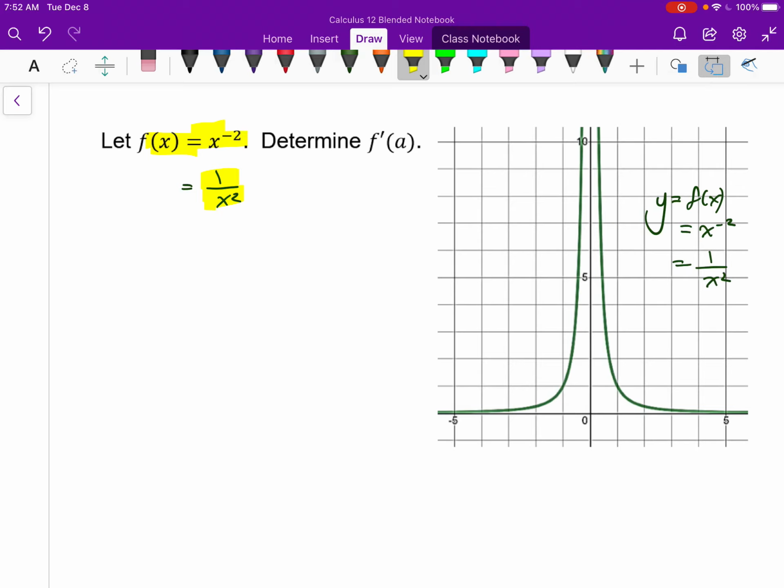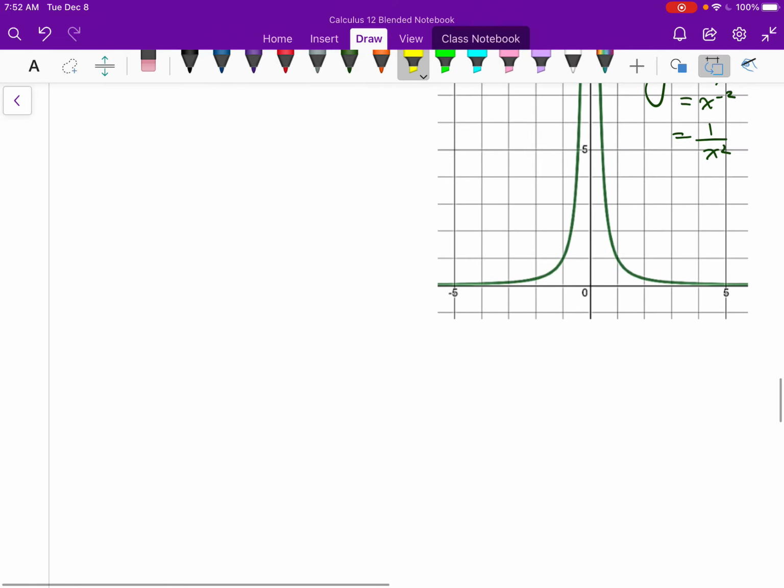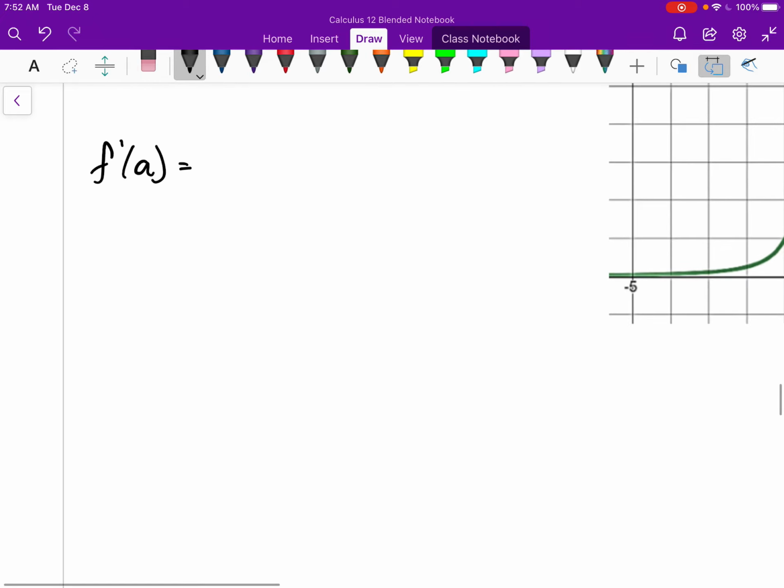And so how do I find the derivative at a? Well, we saw this last time. To find the derivative at any given point, a is just some number. I want to find the limit as h approaches 0 of this. And again, we call this the definition of the derivative.